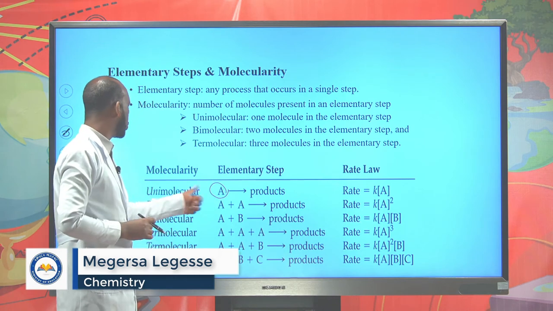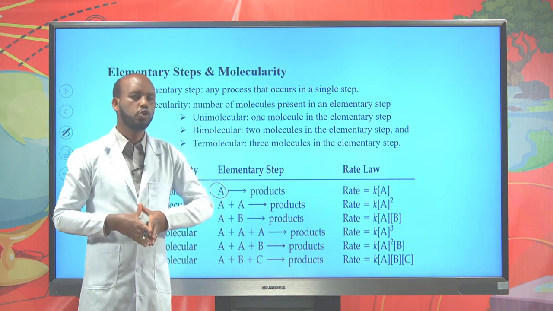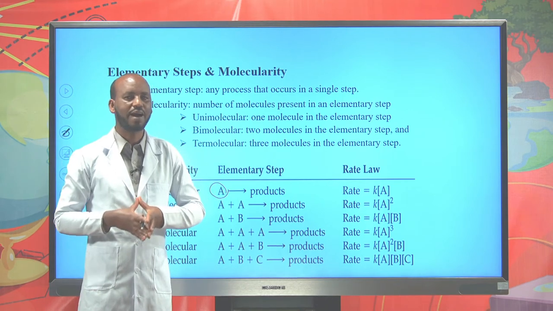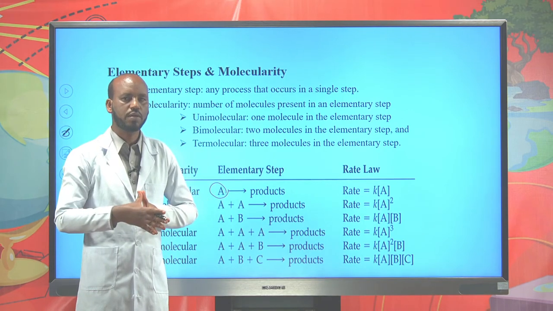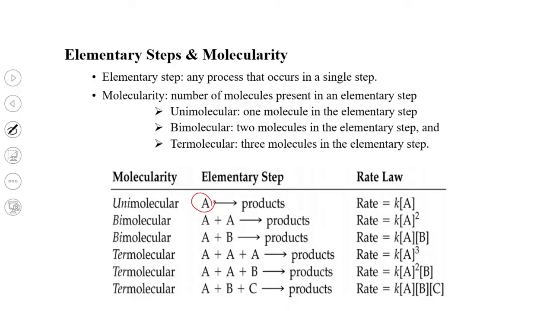Now this is unimolecular. Bimolecular is when two reacting species are there. Now the elementary reaction is bimolecular. For example, A plus B. Two colliding species, two reacting species are there. A plus A to form product.